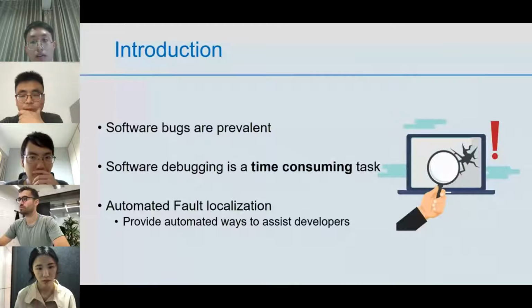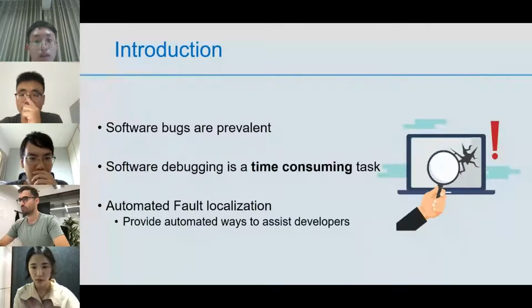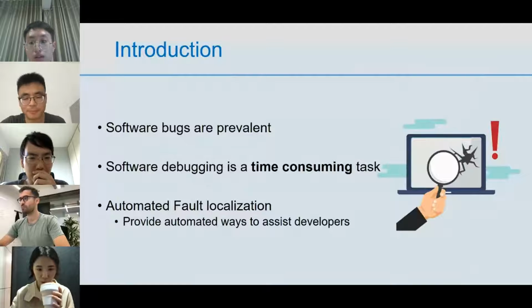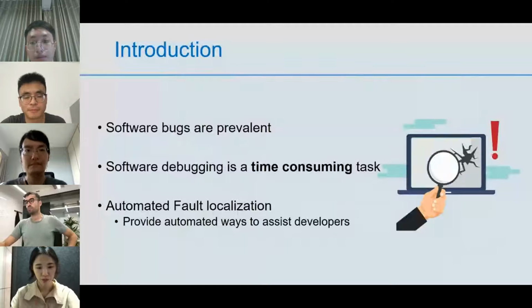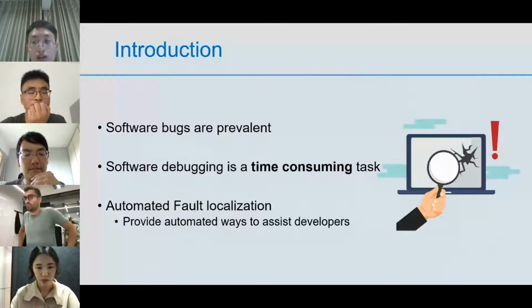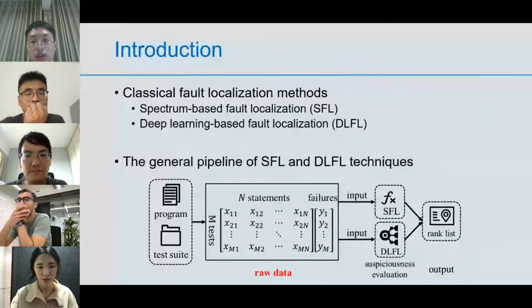Software bugs are prevalent in modern software systems, and software debugging requires a significant amount of time from developers. To reduce the cost, researchers have proposed various fault localization techniques during the past several decades. Fault localization techniques provide automated ways to assist developers in locating buggy lines. Two kinds of classical fault localization techniques are spectrum-based fault localization and deep learning-based fault localization.